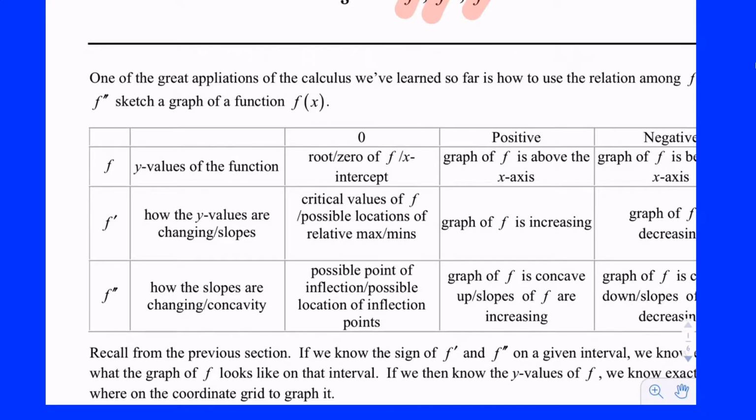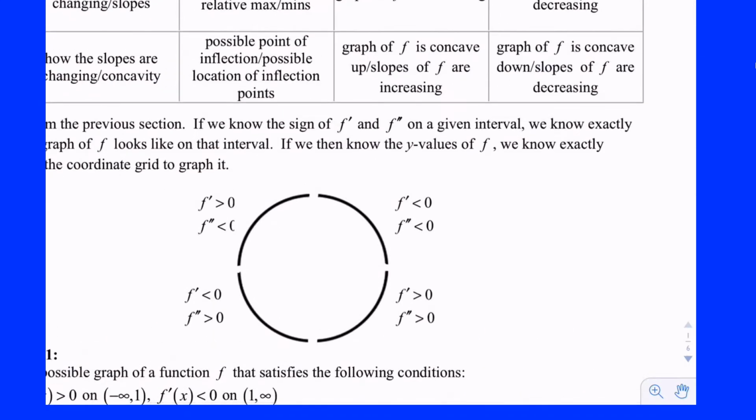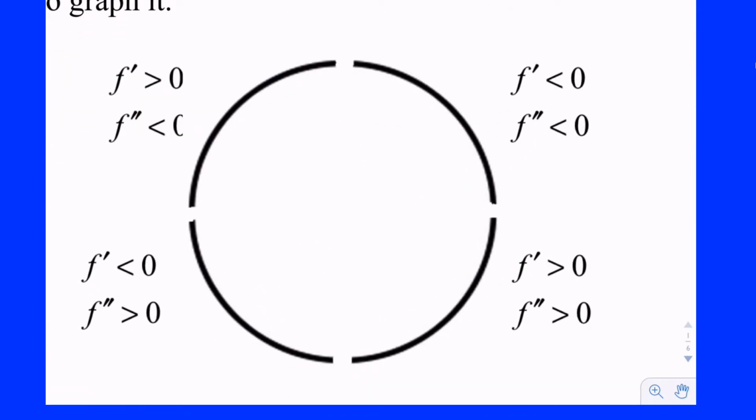In that super chart, you can put your critical values and your possible inflection values, and you can test the sign of both f prime and f double prime on the intervals in between those, and possibly any discontinuities. If you have all that information about f prime and f double prime on any given interval, you know what the shape of the graph looks like, right? It's going to look like one of these four pieces. This should actually be a 0. I didn't bring that icon to the front.